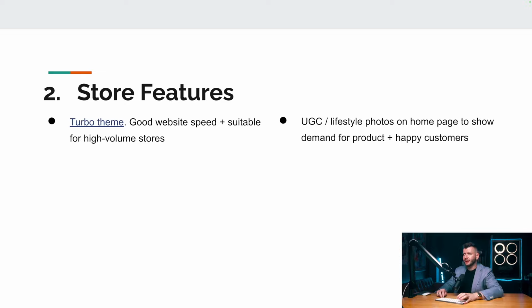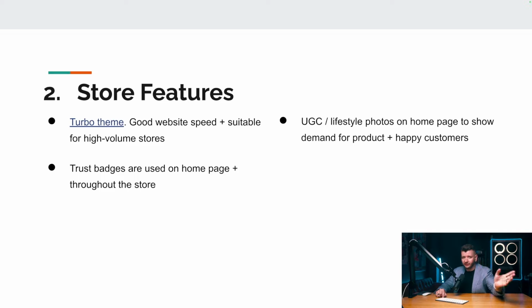We have UGC lifestyle photos on homepage to show demand for the product, happy customers, all of the influencer placements that we've had. We're pretty much tagging all of those people, showing how many followers they have to build the social proof for the product, especially for people who've never heard of our brand before. We use trust badges on homepage and throughout the store to create more trust.